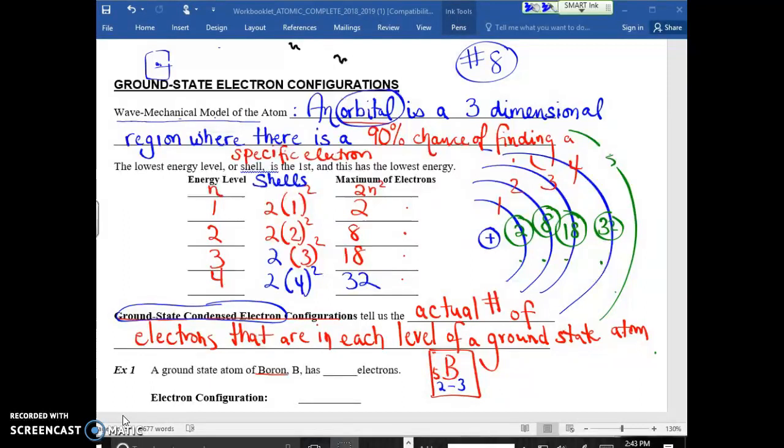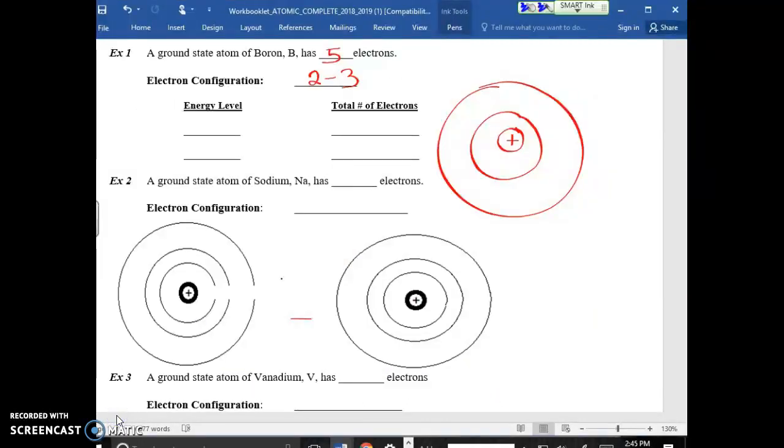The total number of electrons, well, in a neutral atom, it's equal to the number of protons, 5. And again, if this is the configuration of 2, 3, 2 plus 3, well, that's also where we get the total of 5 electrons. What this means is that in the first energy level, you have a total of 2 electrons, which happens to be the maximum. In the second energy level, you have a total of 3 electrons, far short of the 8.